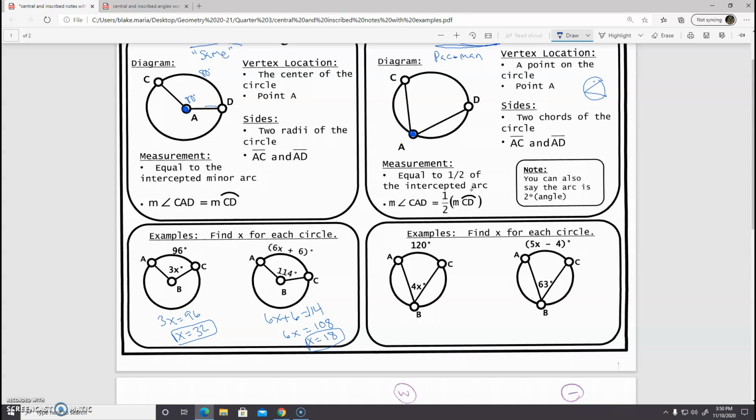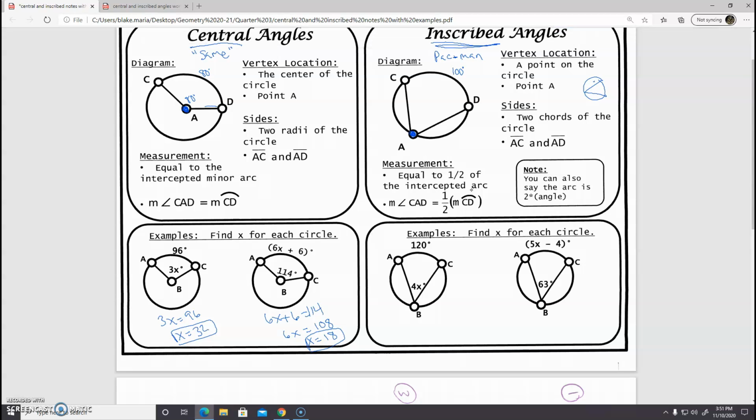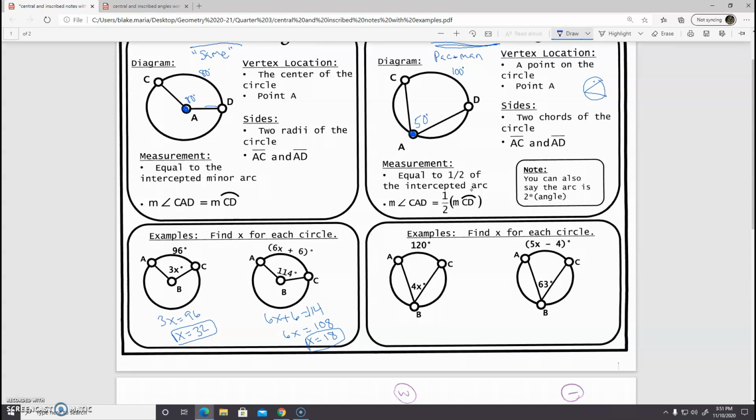So what's the theorem? All right, so I always say Pac-Man is a messy eater, so only half makes it in his mouth. So let's say that CD, this arc, is 100 degrees. This angle, CAD, is only going to be half of that, 50. All right, so Pac-Man's a messy eater, only half makes it in. So if we look here, this is 120, only 60 is going to make it in.